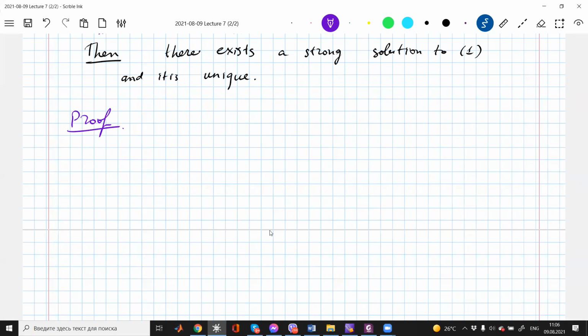As I said in the previous lecture, the proof is based on an iteration scheme, and you saw it when you proved the existence of solutions to ordinary differential equations. Maybe you will be familiar with this. So what are the steps of the proof? Step one. We put the first iteration to our solution X_t.